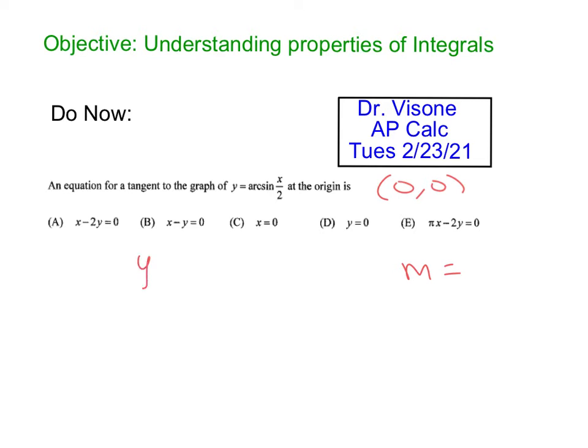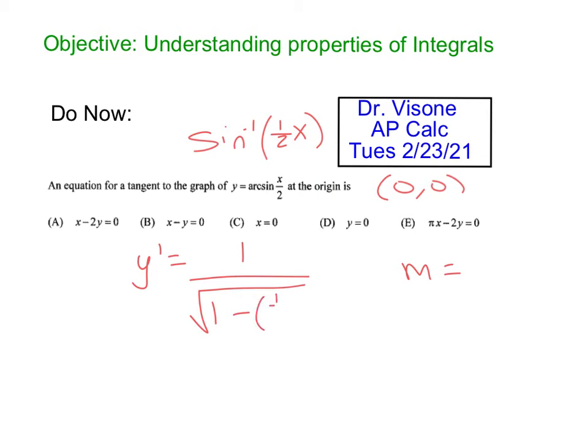So y prime equals... So now, one way to think about x over 2, that's 1/2 x. Sometimes it's easier to think of it like that when you're doing arcsine. Right. So the derivative of arcsine is 1 over the square root of 1 minus (1/2 x) squared, and then times the derivative of the inside. So times the derivative of 1/2 x, which is 1/2.